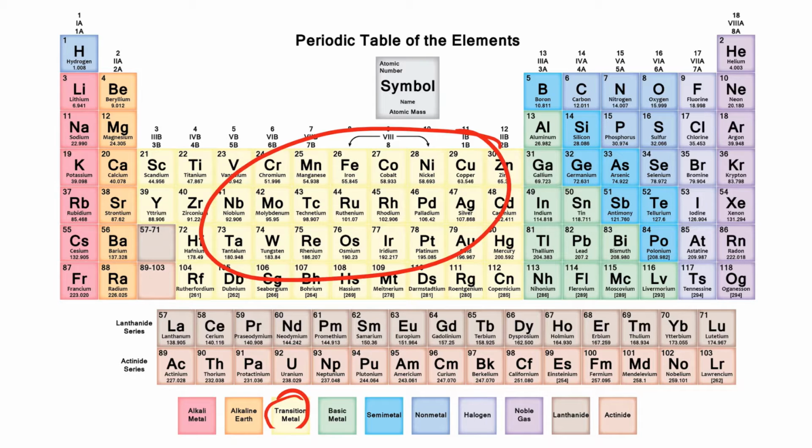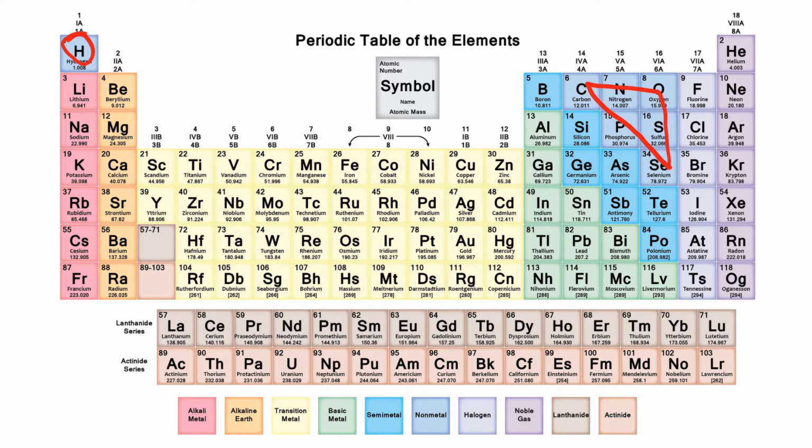Now let's look at the right side of the periodic table. Generally, non-metals are found on the right side of the periodic table, except for hydrogen, which is on the left side. Elements like carbon, sulfur, oxygen, nitrogen, all these which I have marked here are non-metals. These non-metals don't conduct electricity. We cannot draw them into wires. In fact, if we try to bend them, they just break.